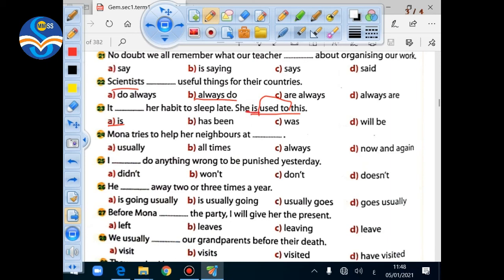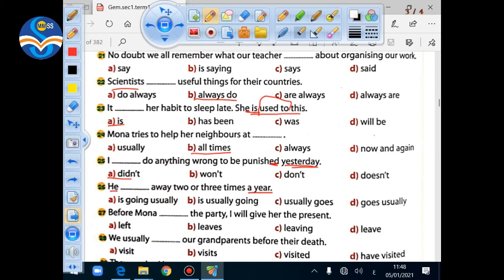Mona tries to help her neighbors at all times. The only keyword that I have here that can come at the end of the sentence is "all times". I did not do anything wrong to be punished, "ed", past, "yesterday", keywords of the past. So I didn't. He goes away 2 or 3 times a year. That means that the words "a year" mean that this happens every year. So this is present simple.